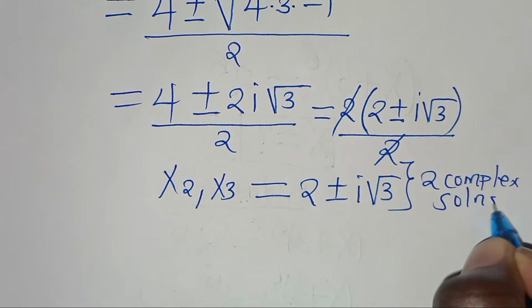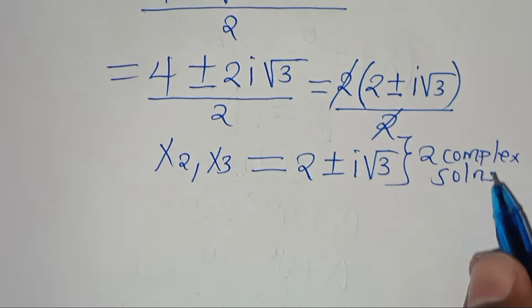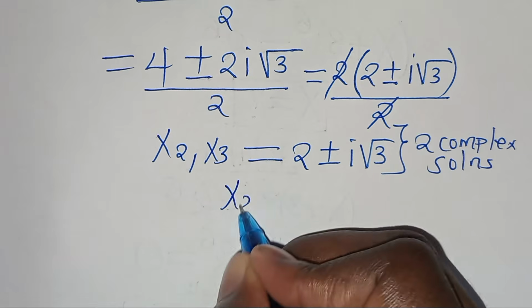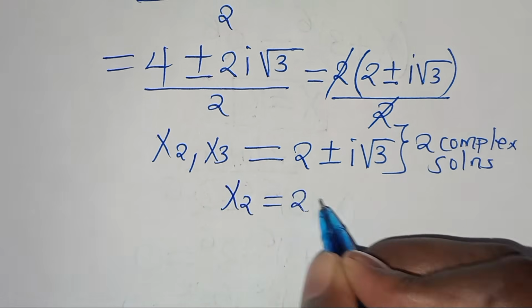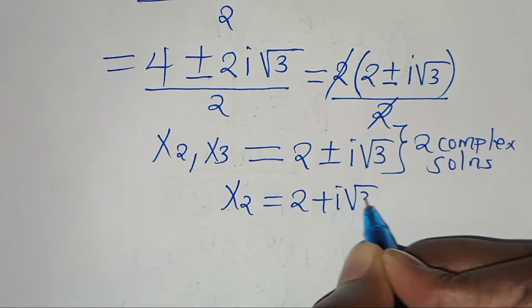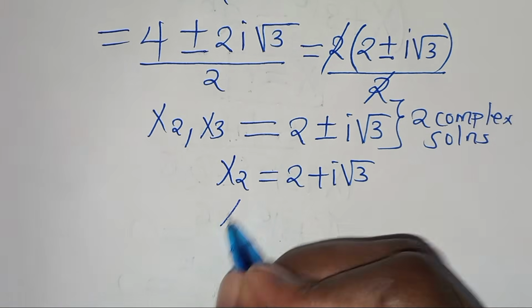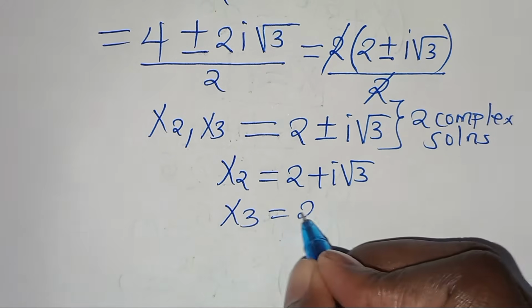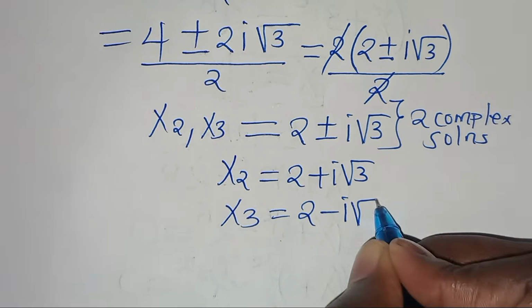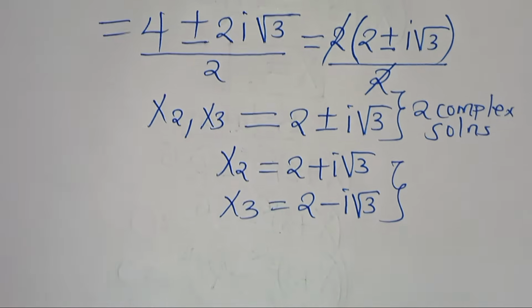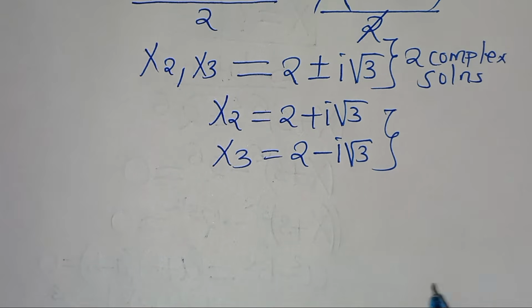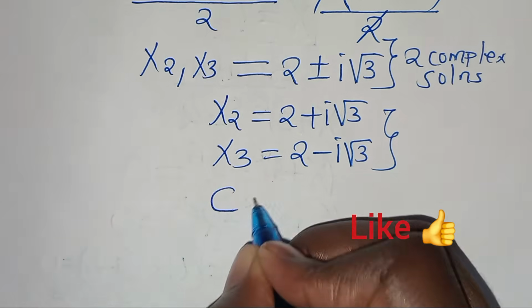Now these are two complex solutions under case 1. So x2 is equal to 2 plus i square root of 3, and we have that x3 is equal to 2 minus i square root of 3. Now, let's proceed to case 2.